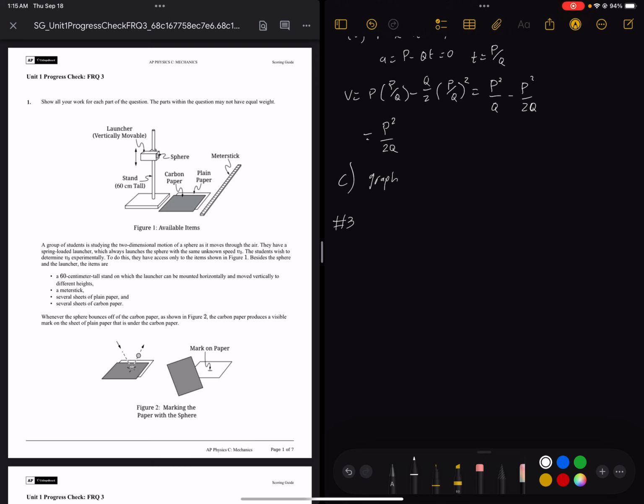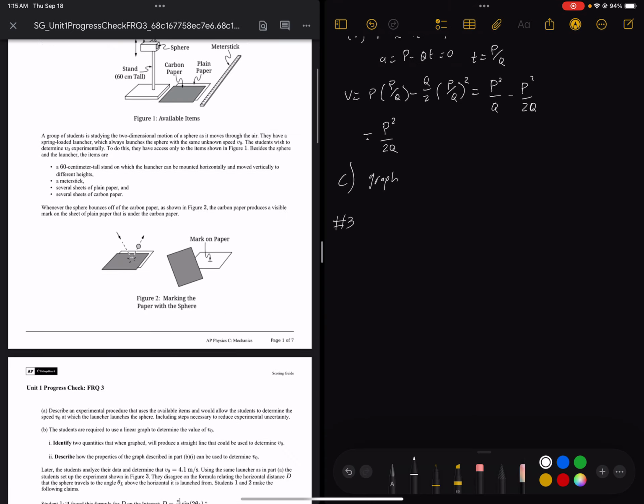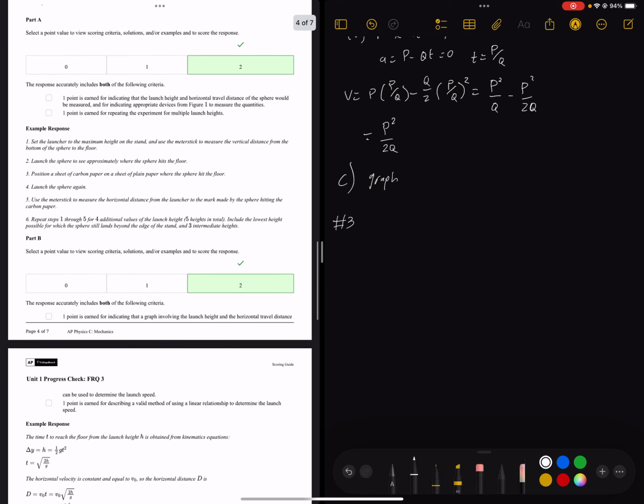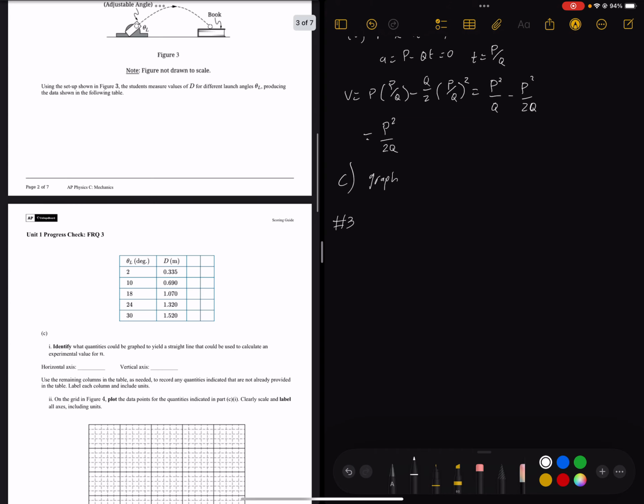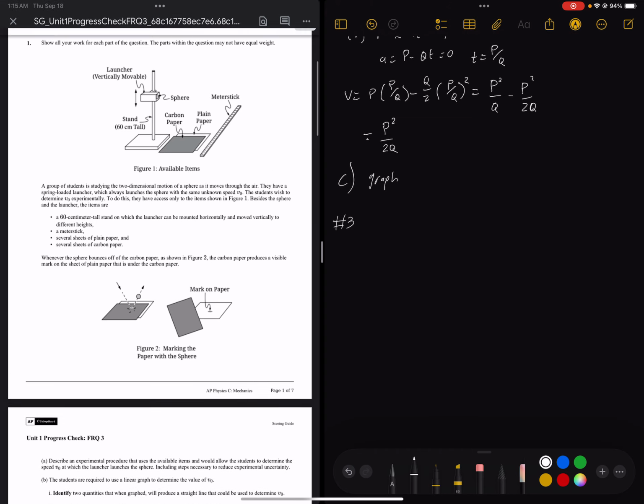Now, for this experiment, they tell you 60 centimeters tall when it's mounted horizontally and move vertically to different heights. So you got a meter stick, several sheets of plain paper, and several sheets of carbon paper, and it asks you how to set up the experiment. They give you a sample response in the scoring guidelines.